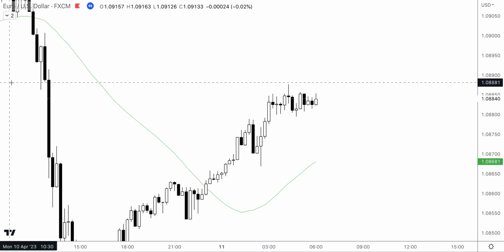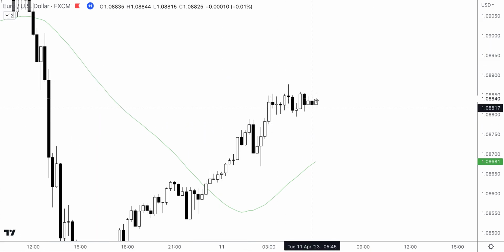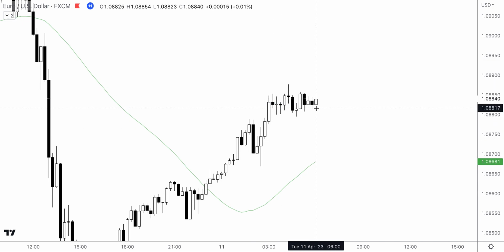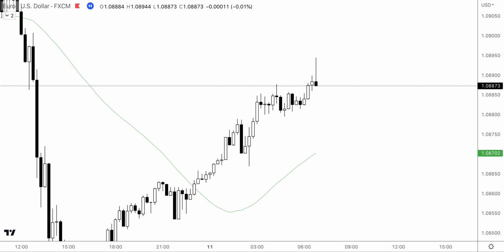Looking here, you can see we're sort of just ranging. We know momentum's to the upside. There's nothing really here that I'm interested in. You can see the time is 6 in the morning, so we're waiting for around 8 a.m. UK time for the London session to begin, because of course that is when the high volume starts to come into the market. So let's start to play this out a little bit.